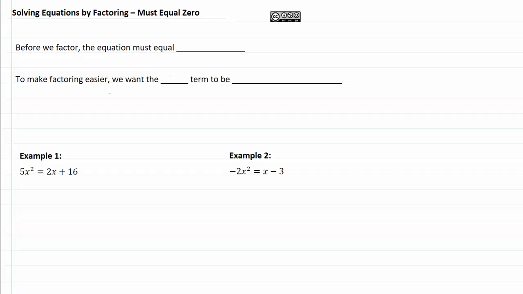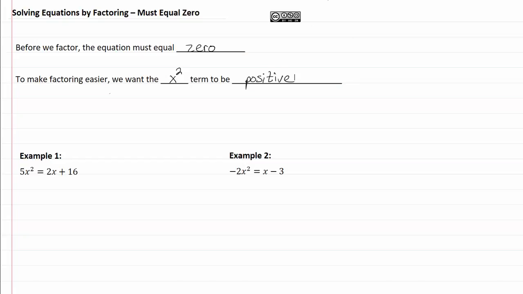Solving equations by factoring. They must equal 0. Before we factor, the equation must equal 0. If it doesn't, we need to move things around. Sometimes when we move things around, we end up with our x squared term being negative. So to make factoring easier, we want the x squared term to be positive.